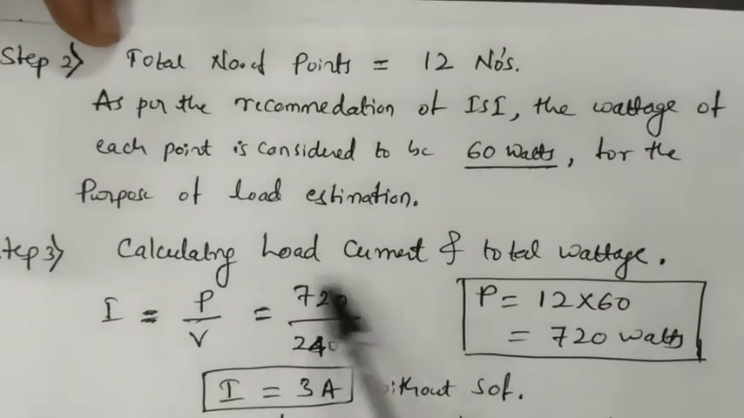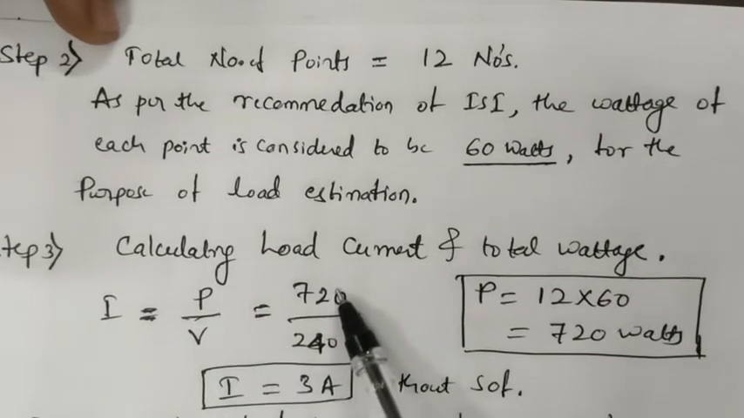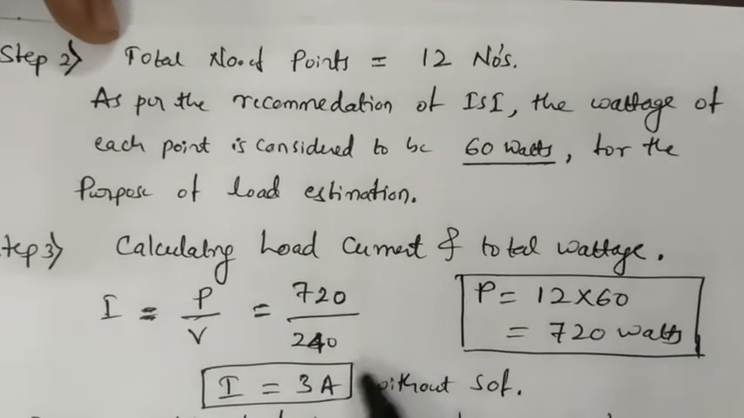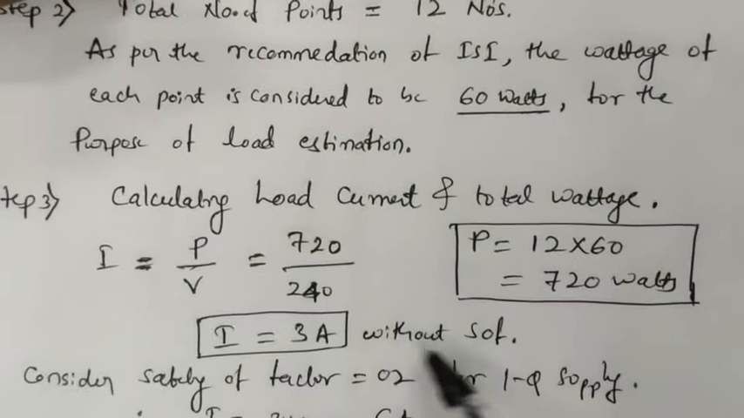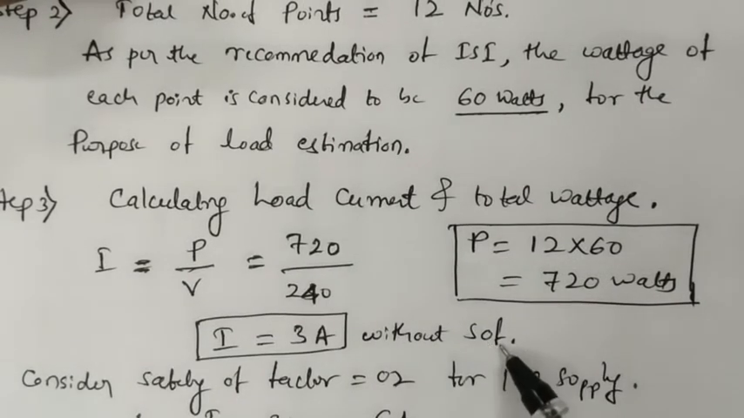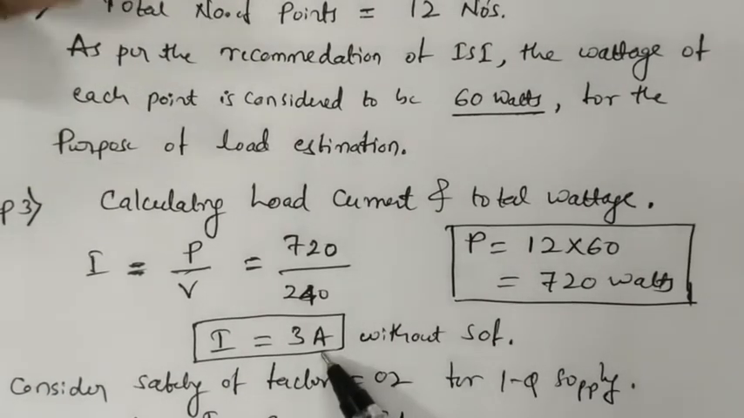So calculation of the load current, I is equal to P by V. This is the third step. So P means 720 we got here, divided by V 240, it is given in the question. So current we got 3 ampere. So this is without SOF. SOF means safety factor. Without considering the safety factor, we got the load current is 3 ampere.